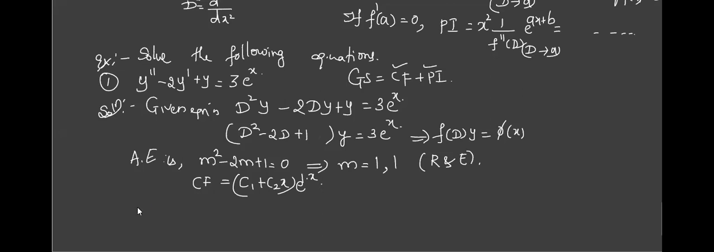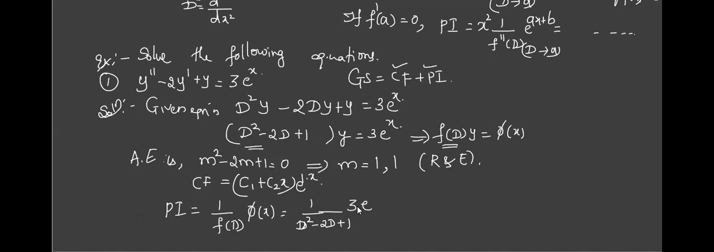Now take PI. What is PI? PI is 1 upon f of D into phi of x. This is always the formula. Just compare it. What is f of D? Isn't it this bracket? It is D square minus 2D plus 1, to be written in the denominator. What is phi of x? 3 into e raised to x.